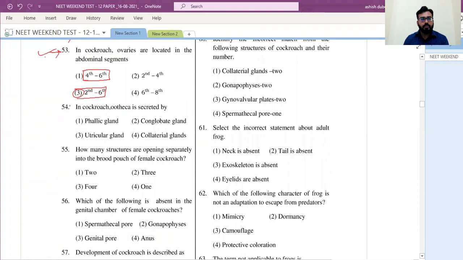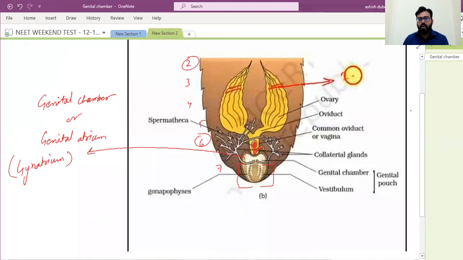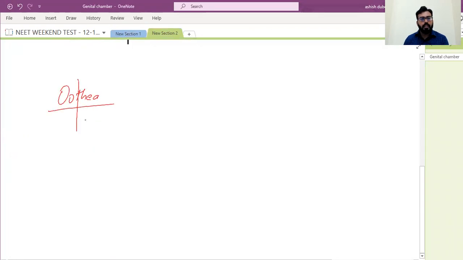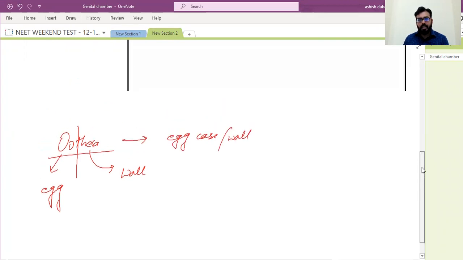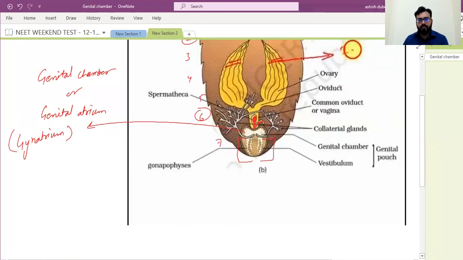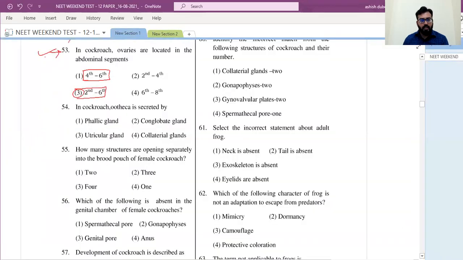54th question. In cockroach, ootheca is secreted by. See, what is ootheca? All of you know. Theca means wall, and O means we are talking about the egg. So egg case or egg wall is ootheca, and it is secreted by these paired glands, the collateral glands. So the answer will be collateral glands.